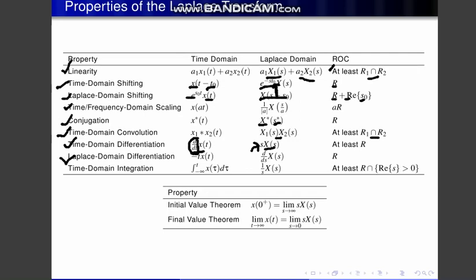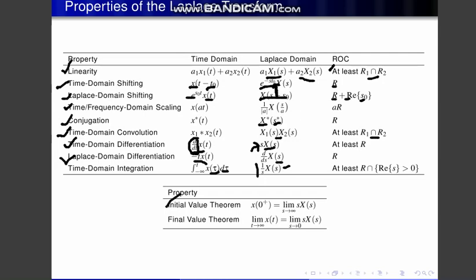Laplace domain differentiation, that's minus t x(t), that will be d/ds of X(s). That means differentiation in the time domain corresponds to differentiation with respect to s in the Laplace domain. And the time domain integration, from minus infinity to t of x(tau) d tau, will be 1 by s. Integration is 1 by s, differentiation is s. That means where you get the differential values, that is denoted as s, and where you use integration, that is 1 by s.